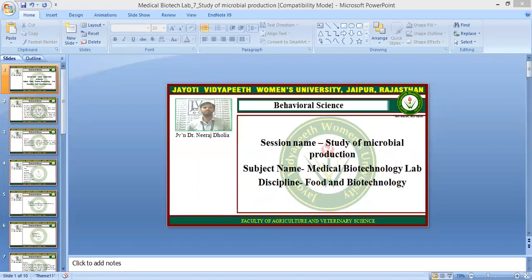So today we are going to discuss the practical session, that is the study of microbial production. And this session comes under the subject Medical Biotechnology Lab. So let's start.